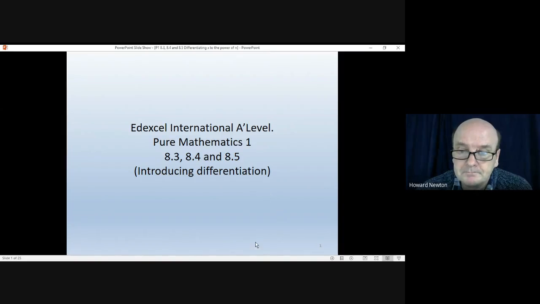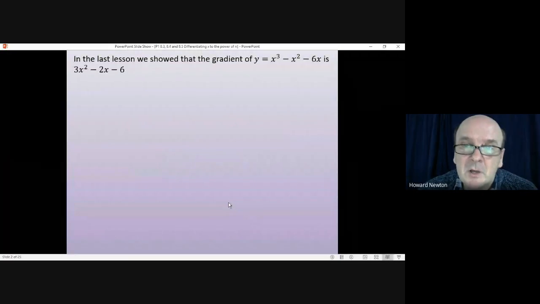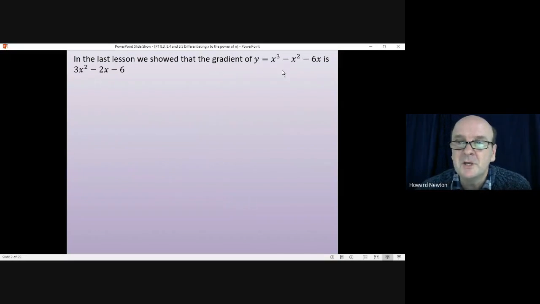In this lesson, we'll be looking at an introduction to differentiation, and in particular, how you differentiate x to any power. Now, in the last lesson, we showed that the gradient of the curve y equals x cubed minus x squared minus 6x was equal to this. So this equation would allow you to work out the gradient at any point on the curve.